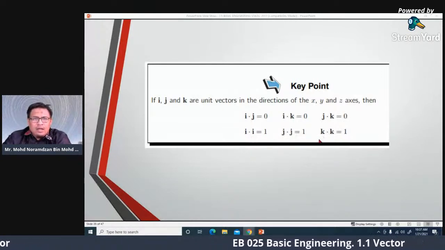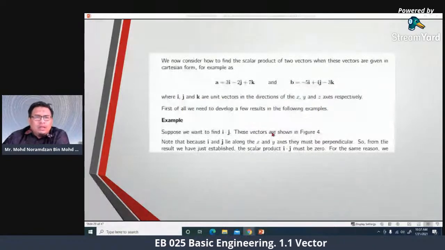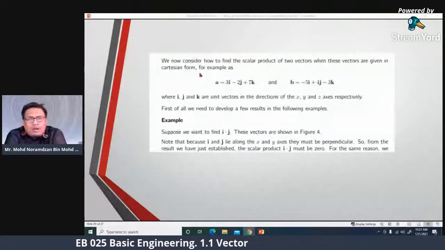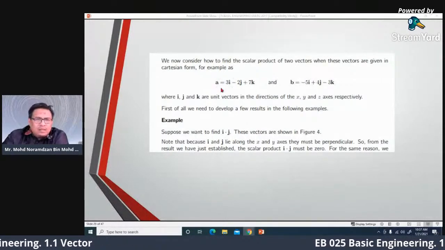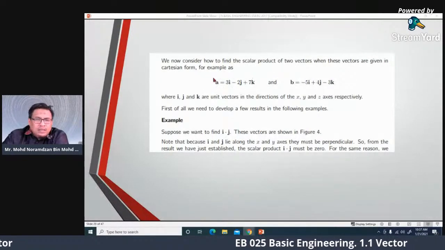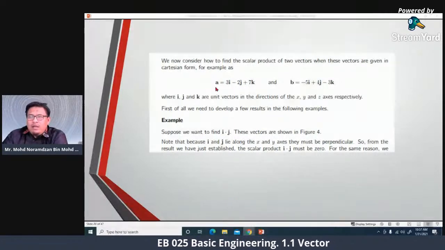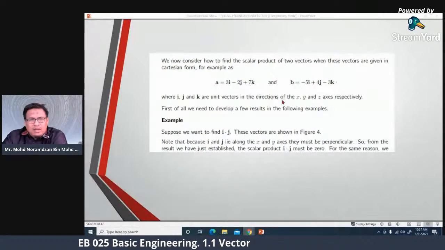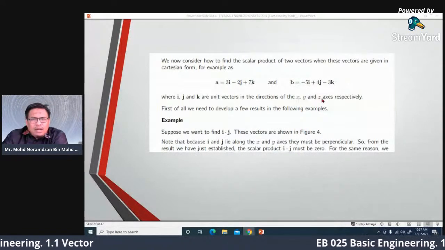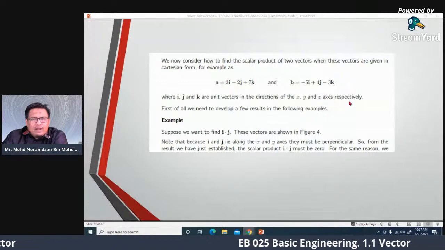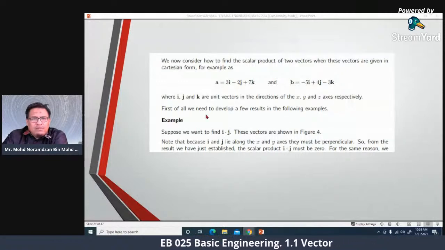We now consider how to find the scalar product of two vectors when these vectors are given in coordinates. A and B are given with coordinates, where i, j, k are unit vectors in the X, Y, and Z directions respectively. First of all, we need to develop the result.